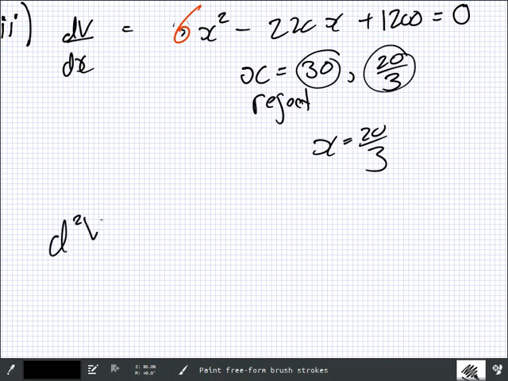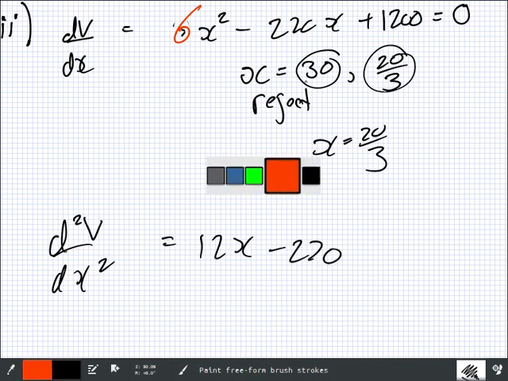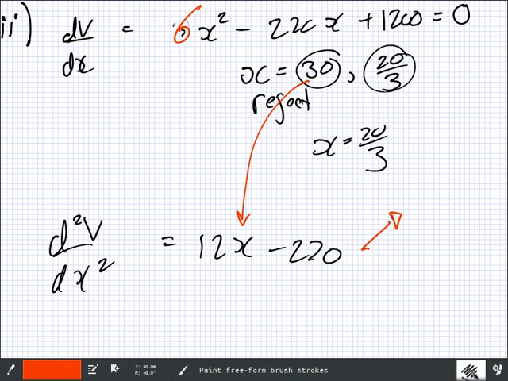What is the second derivative here? 24x minus 280. If we put 30 in, what do we get? 720 minus 280, so in total, 440. And if we put in the 20 over 3? It's the same magnitude, but opposite signs. So this one is clearly minimum, and this one is maximum.